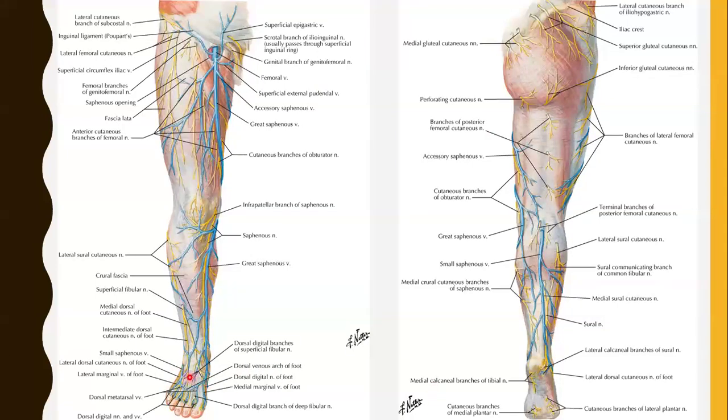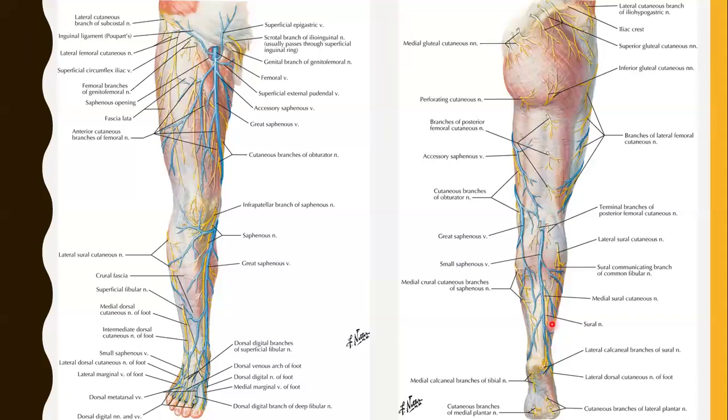The small saphenous vein runs below the lateral malleolus and then behind it to ascend on the posterior aspect of the leg, all the way to the roof of the popliteal fossa, at which point it pierces the deep fascia and terminates into the popliteal vein.